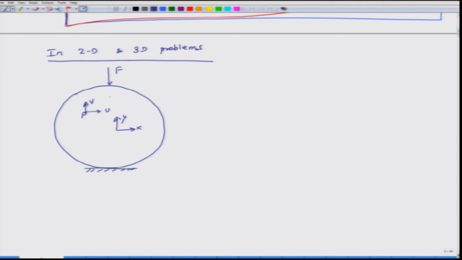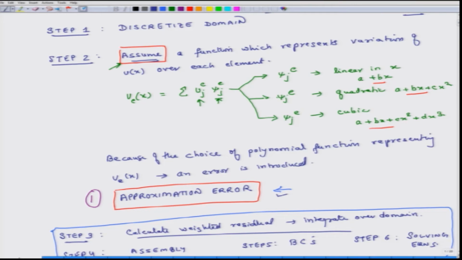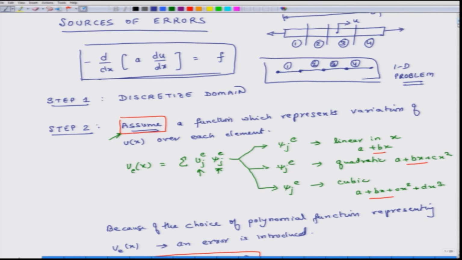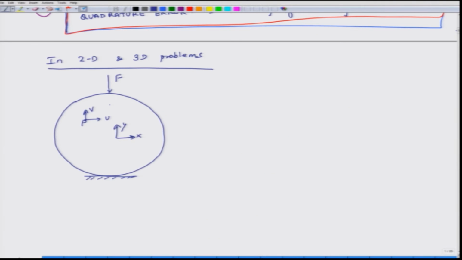The first step is that we discretize the domain. It does not change whether it is a 1D or 2D or 3D problem, the approach remains the same. But in a 1D problem, there is no error introduced when we are discretizing the domain. When we discretize the domain in a 2D problem, what do we do? We essentially break this circle into either triangles or rectangles or some quadrilaterals, something like that.